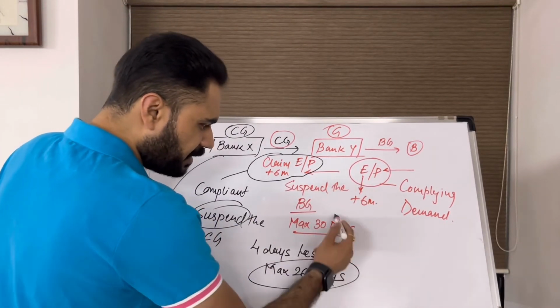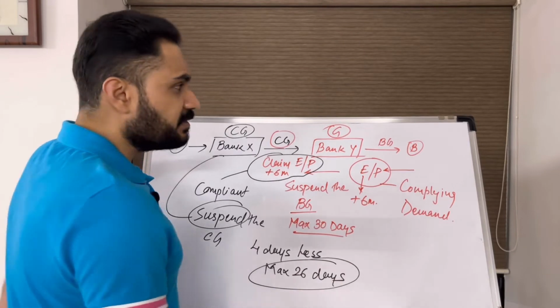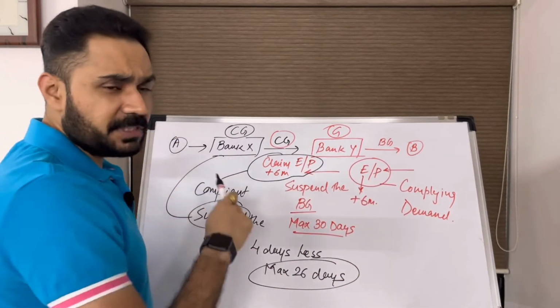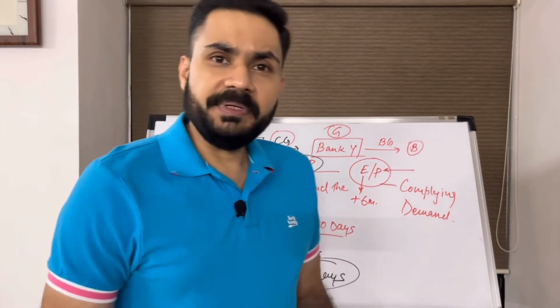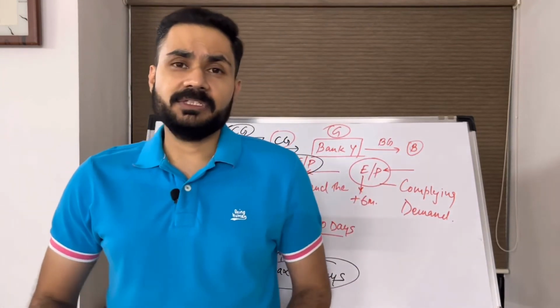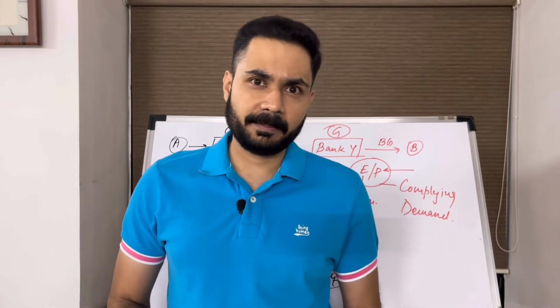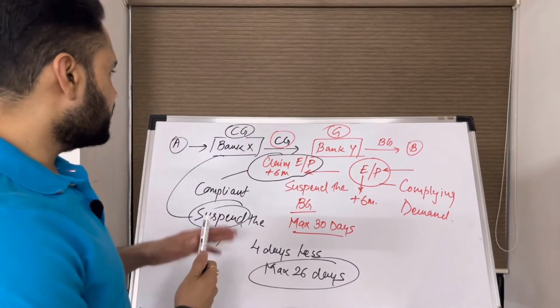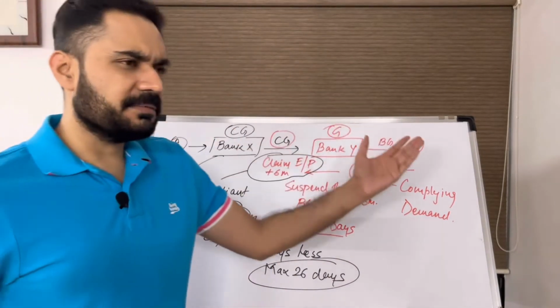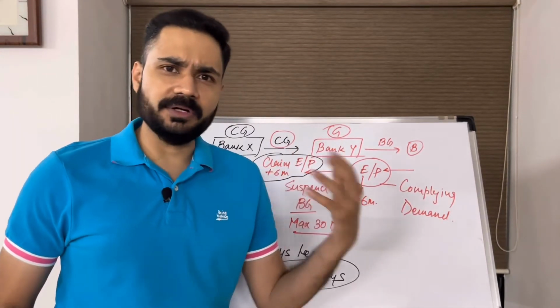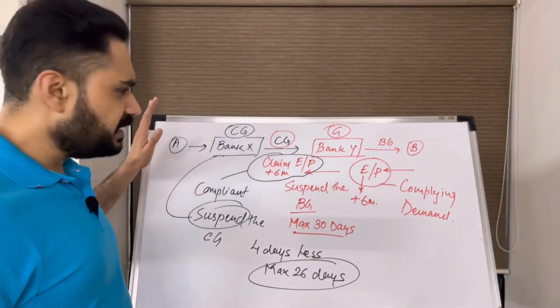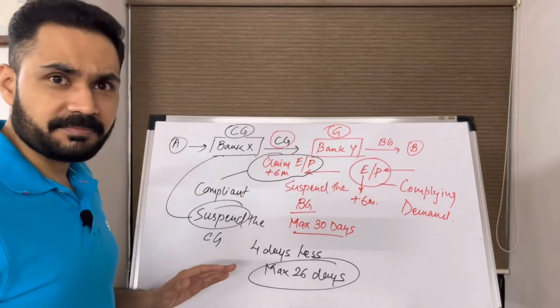This time period of suspension is basically given to the applicant and beneficiary to speak to each other and decide what has gone wrong and come to a mutual consensus. Once the applicant has consulted the beneficiary, or whatever the applicant wants to do he can do, once he has decided, he can give the instructions to bank X.